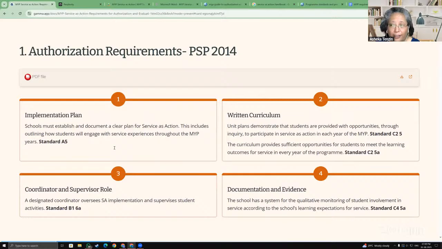Standard A5, which is for philosophy, says that the school must establish and document a clear plan for services action. So how are you going to implement services action in the MYP? In this, you should also include how students will engage in different service experiences throughout the MYP years. So in MYP 1, 2, 3, 4, and 5, what are the students going to do for services action? It is recommended that you have a student handbook for services action, and I will share one sample here.